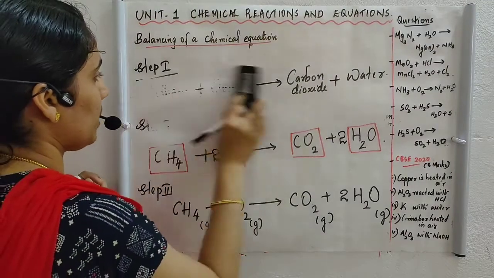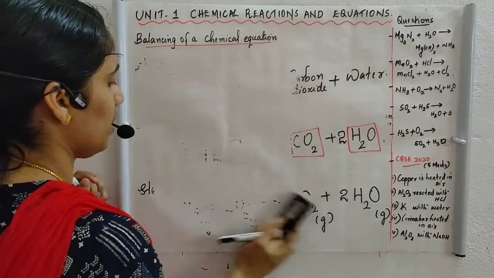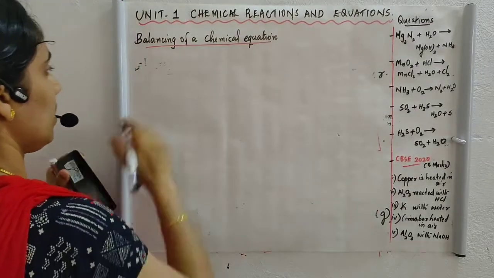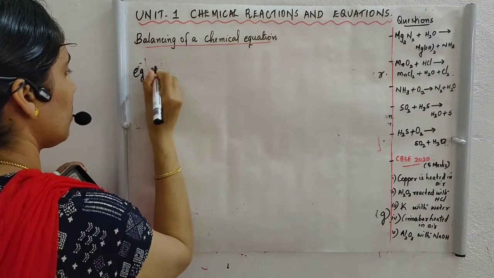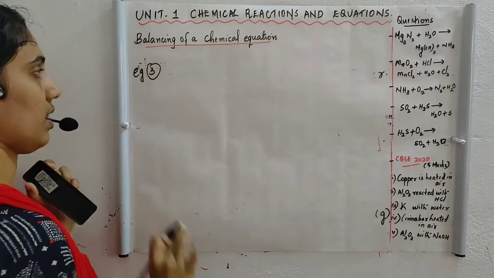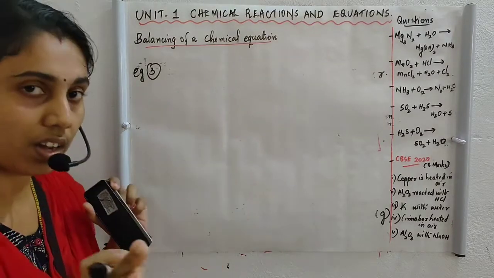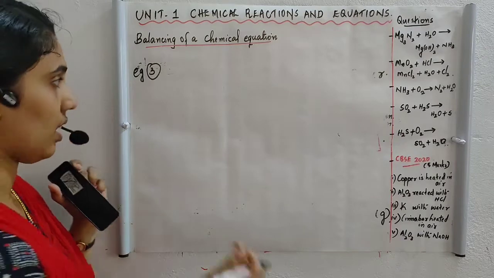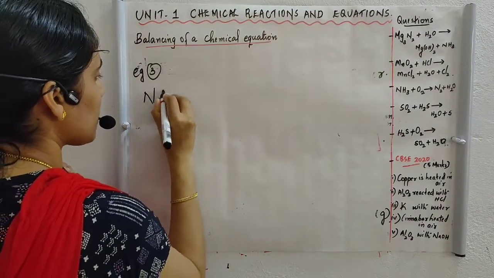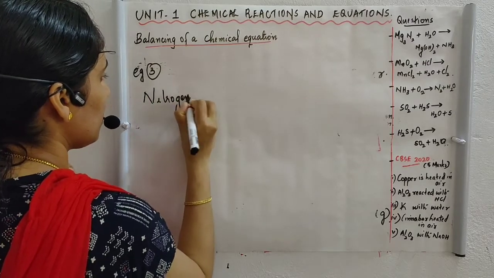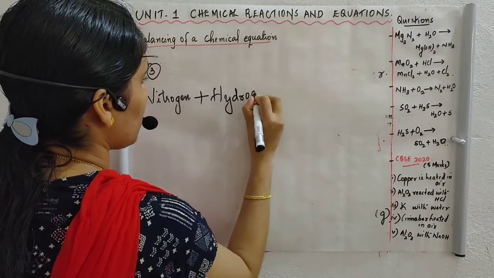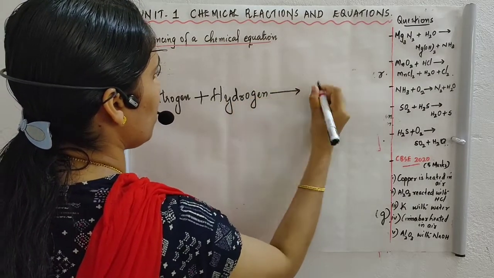Then next, one more example. To balance the chemical equation, example 3. Nitrogen combines with hydrogen to form ammonia gas. So how to balance the chemical equation? The word equation: the reacting substance is nitrogen plus hydrogen to give ammonia.